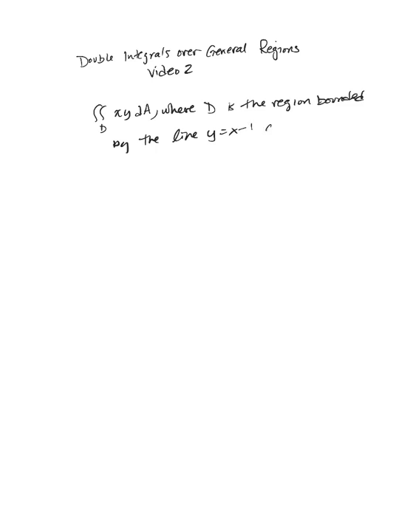So this is a continuation of double integrals over general regions. In the second question, they're asking us to evaluate the surface xy. Okay, it's always z equals, where D is the region bounded by the line y equals x minus 1, and the parabola y squared equals 2x plus 6.